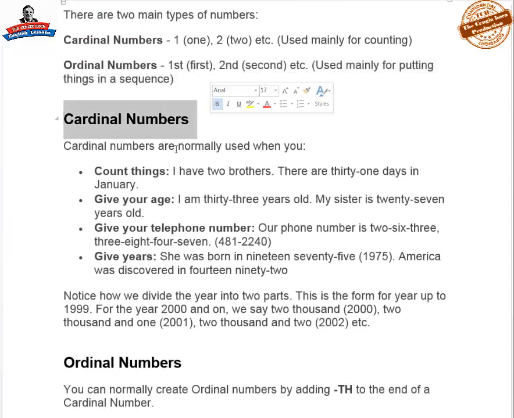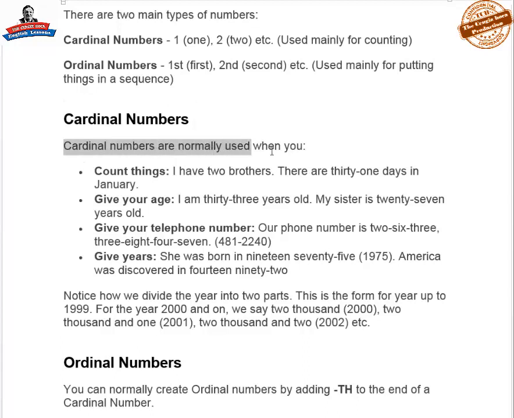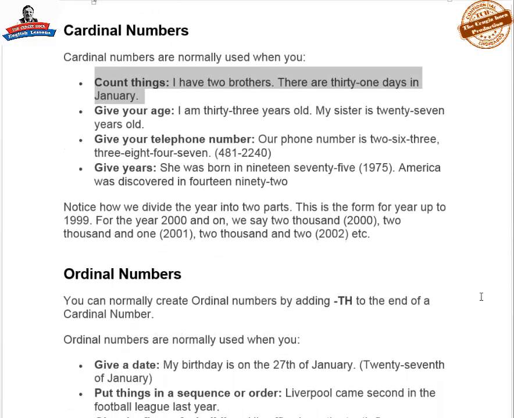Cardinal numbers. Cardinal numbers are normally used when you count things. For example, I have 2 brothers. There are 31 days in January. To give your age, I am 33 years old. My sister is 27 years old.